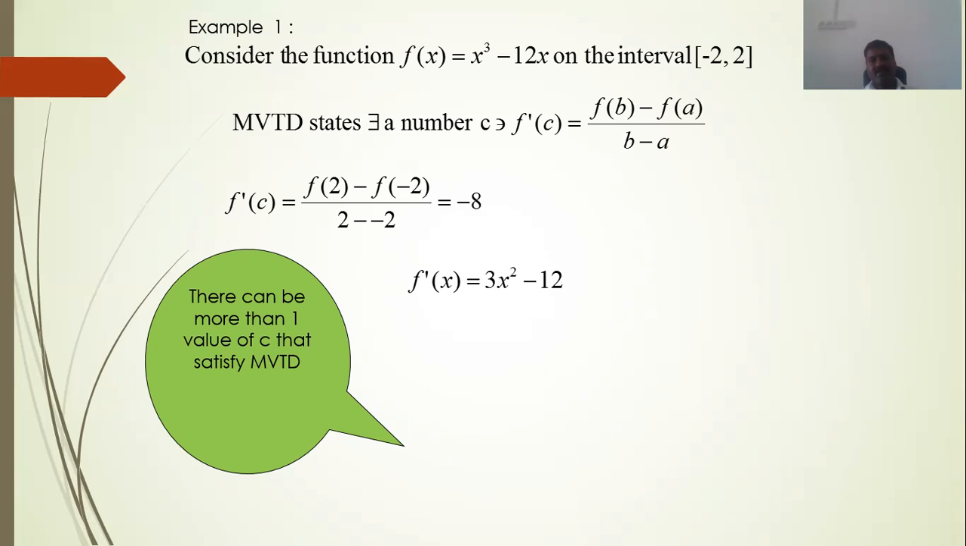And we see that f'(x) equals 3x squared minus 12. So f'(c) equals 3c squared minus 12. By the mean value theorem, that equals minus 8, which implies c squared equals 4 by 3, so c equals plus or minus 2 by root 3, that is plus or minus 1.155.